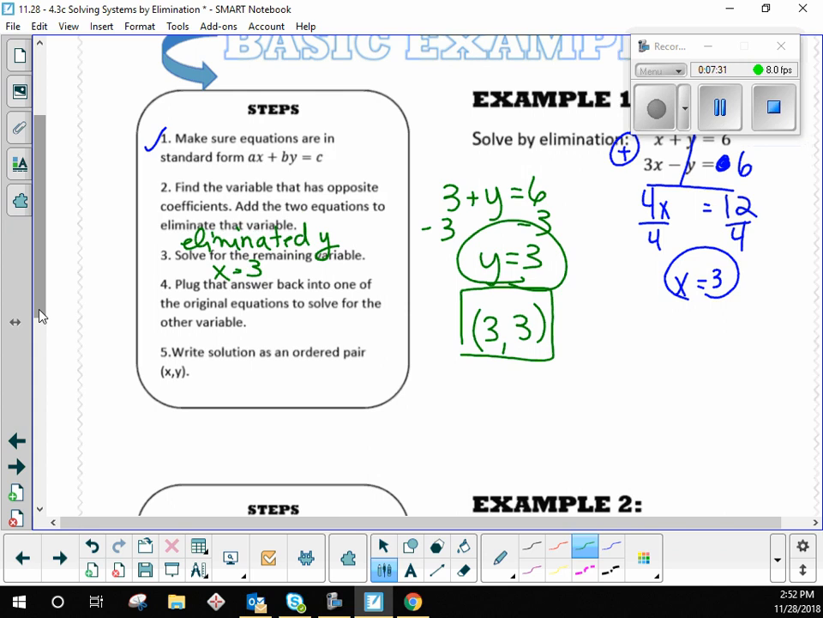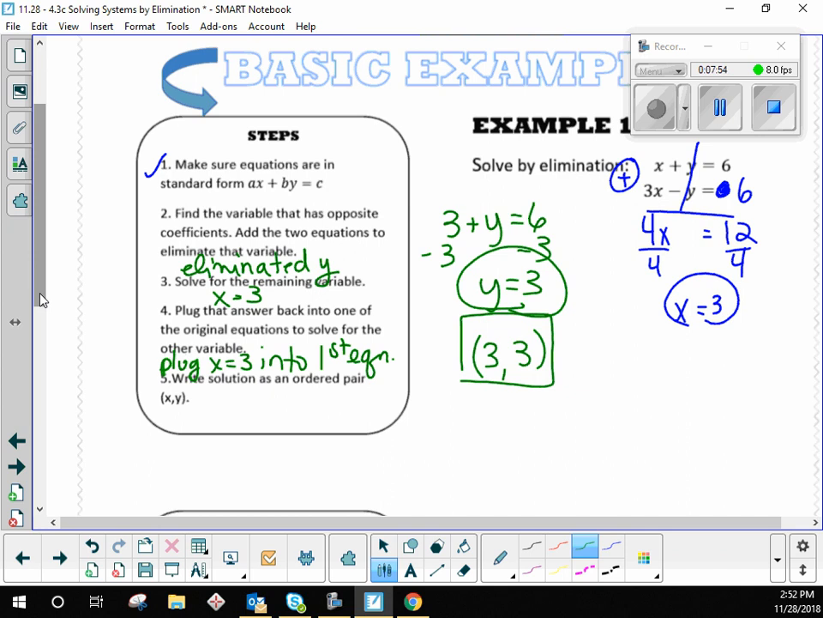In step 4, when it says plug that answer back in, specifically, this is what we did. We plugged x equals 3 into the first equation. We didn't have to, but that's what we did. So in case you were looking at your work later and you're like, wait, what did we do? That's specifically what we did, even though those steps are general. Right? You try problem number 2.